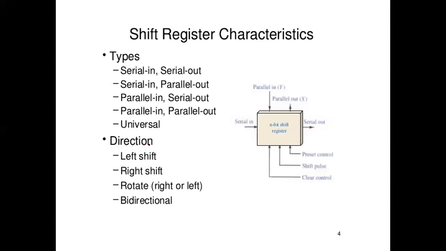And direction. How do I want to shift? I can shift from this side to this side, or else I can shift from right side to left side. So we have left shift, we have right shift, and also we have rotate. I can rotate the data. If I give a feedback, I can rotate my input all the time. Bidirectional means I can do my shifting in both directions, right to left and left to right.